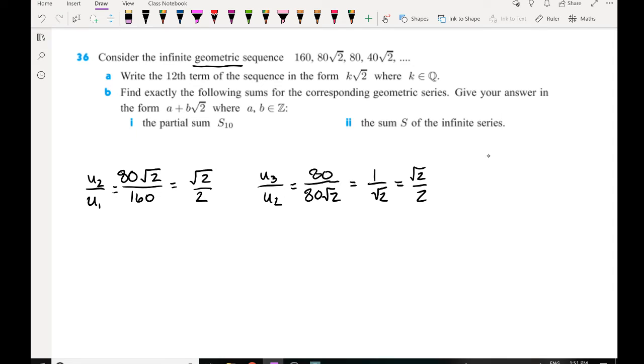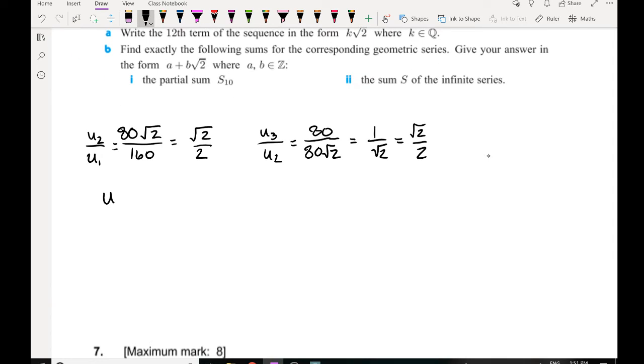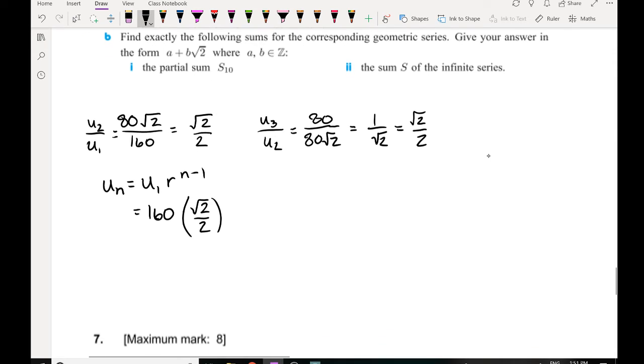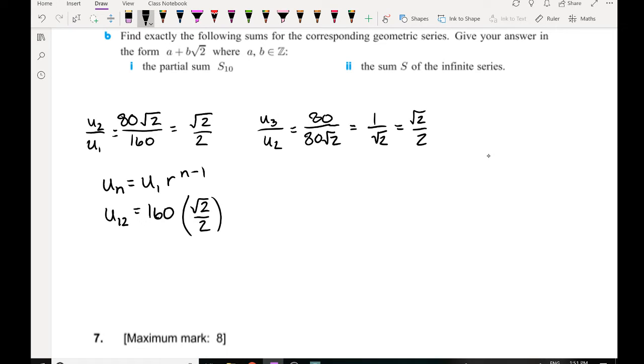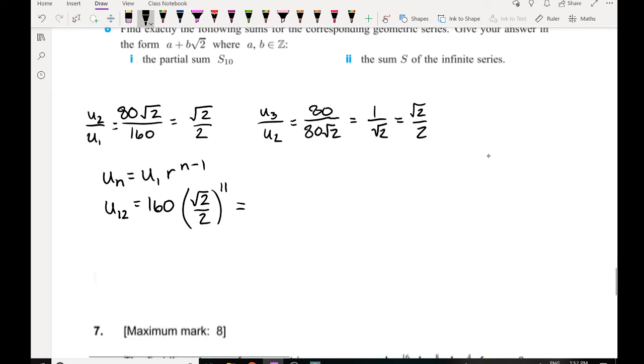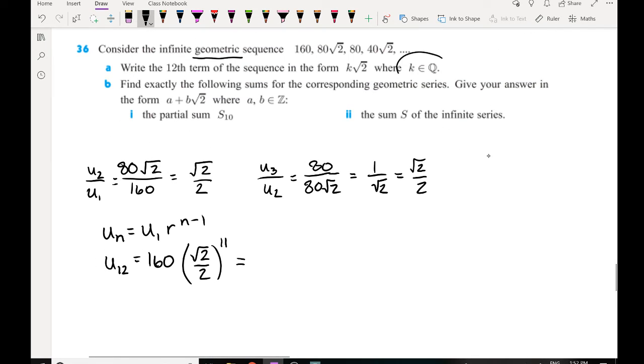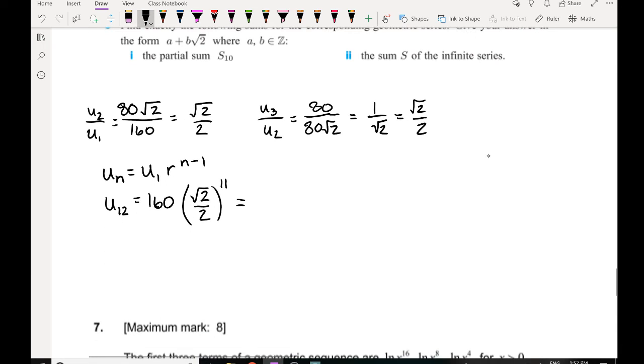All right, now that I know the common ratio, let's set up the general term. For geometric, it's u1 times r to the n minus 1. So my first term is 160. My common ratio is root 2 over 2. And if I am looking for the 12th term, then I will be putting on this the exponent 11. So as far as simplifying this, it did say k is going to be a rational number. If you look back here, it says k is in the rationals.